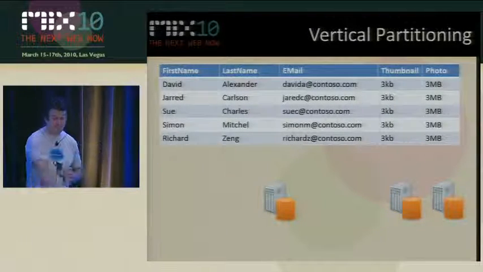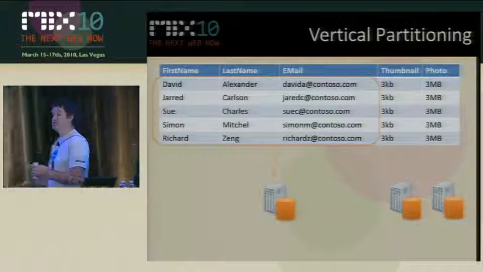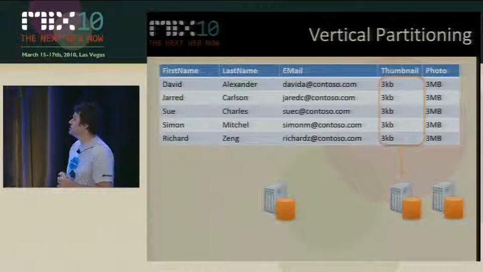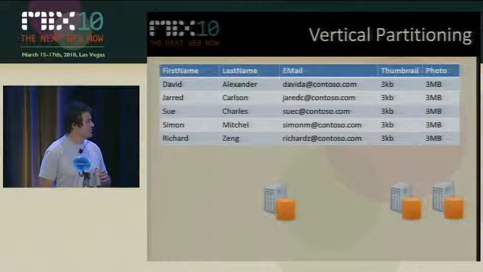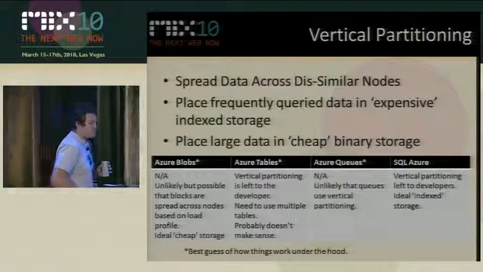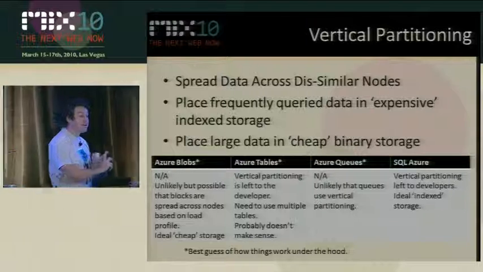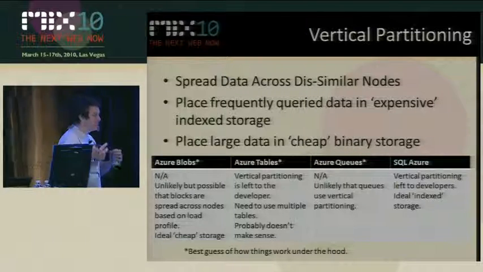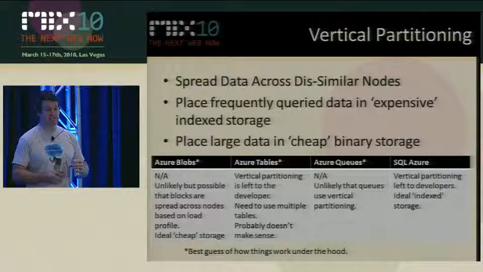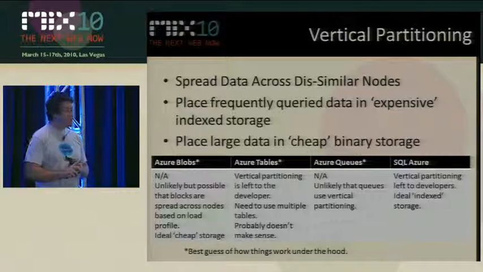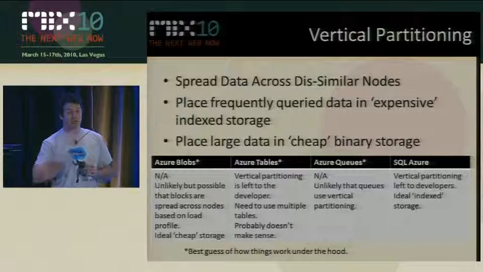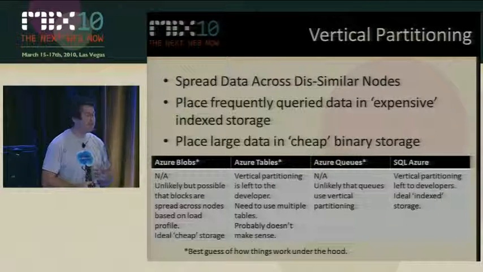Vertical partitioning. So what's vertical partitioning about? Vertical partitioning is about taking slices down our data set. So it's all about placing data onto dissimilar nodes. So what we might be doing here is placing frequently queried data into expensive, indexed, queryable, consistent, transactable storage, like SQL Azure, and placing large data, like 10 megabyte photo files, into cheap storage. So we're basically optimizing for cost.